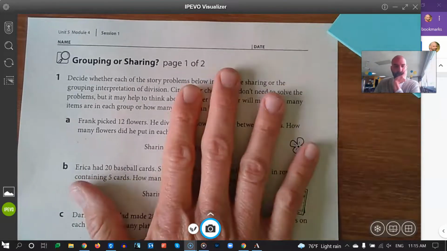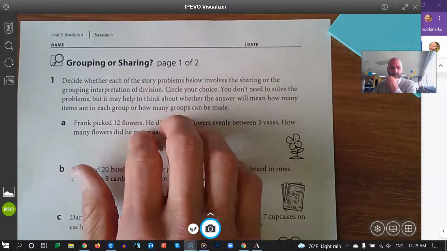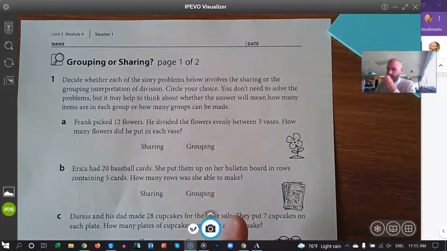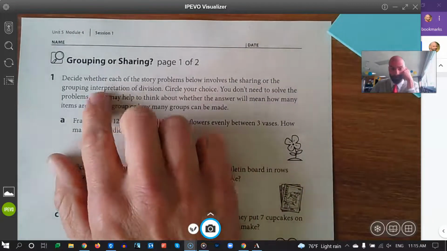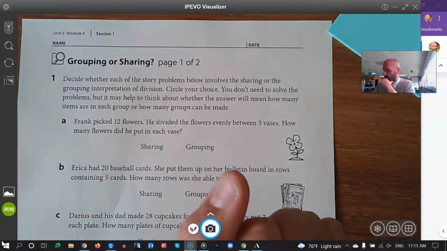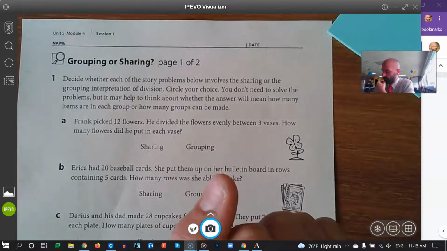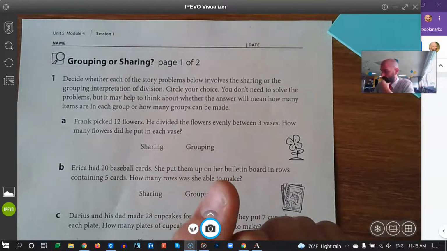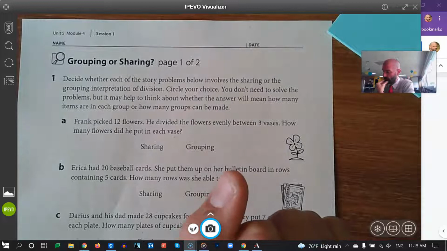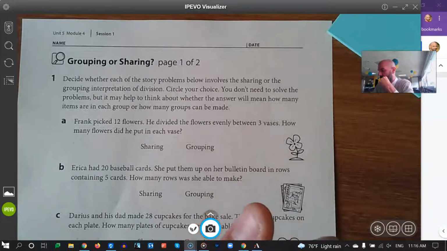So what you're going to do now is find the page in your notebook that's about grouping or sharing. And what you're going to do is read each problem. So let's look at the instructions together, shall we? It says, decide whether each of the story problems below involves the sharing or the grouping interpretation of division. Circle your choice. You don't need to solve the problems, but it may help you to think about whether the answer will mean how many items are in each group or how many groups can be made.